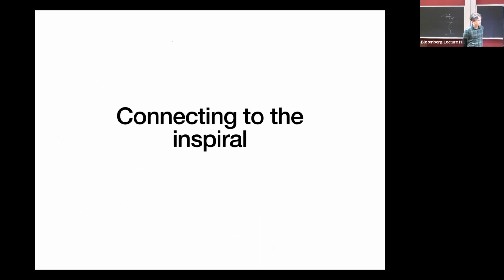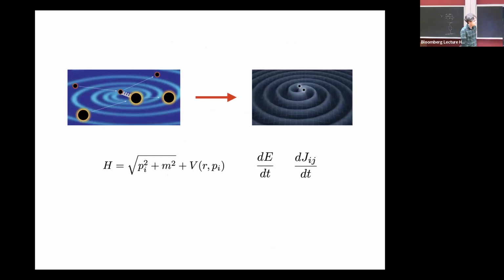Now, I'm almost done. So let me just tell you how we are going to connect to the inspiral and also some of the challenges. I told you that once I have this potential and these fluxes, I can compute the potential by matching to some amplitude in GR. I can compute these fluxes using these tools from collider physics. Then in principle, I can just use those for the inspiral problem. Actually, there is some subtlety.